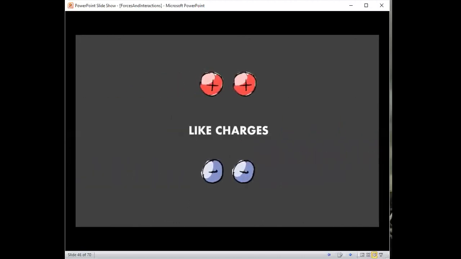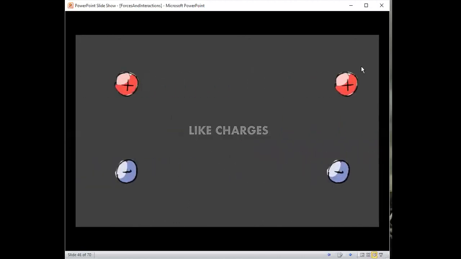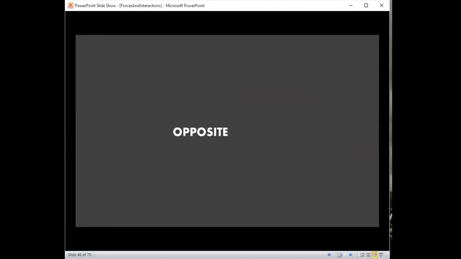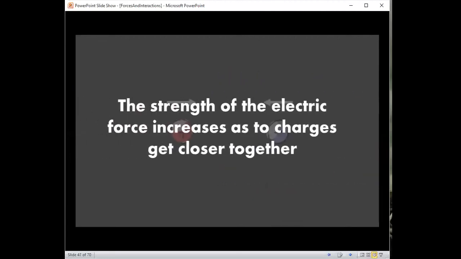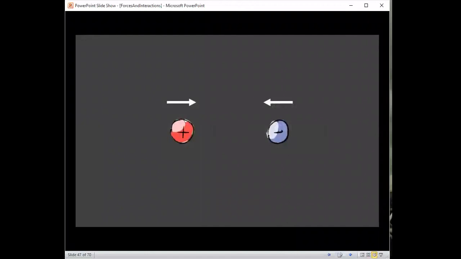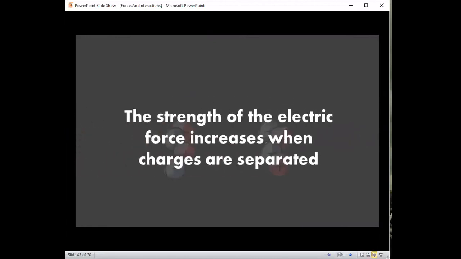Now, like charges repel one another, and opposite charges are attracted to one another. And the strength of the electric force increases as the charges get closer together. So here we have these two charges, and they are attracted to one another. And as they get closer, that force grows, and as they move apart, it shrinks. And the strength of the electric force increases when the charges are separated.